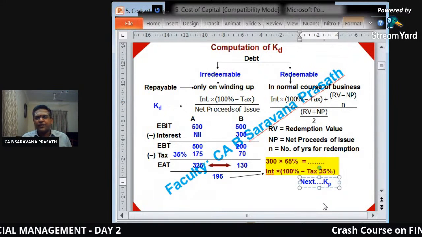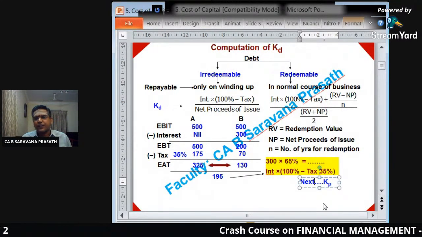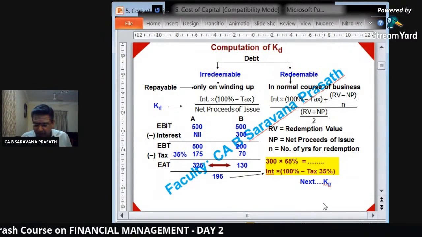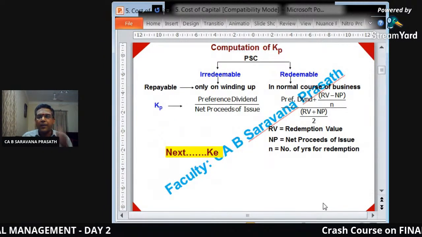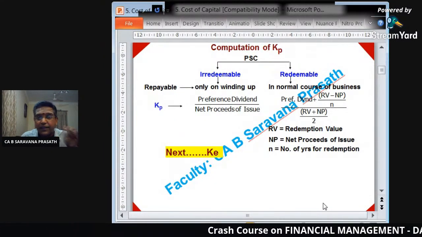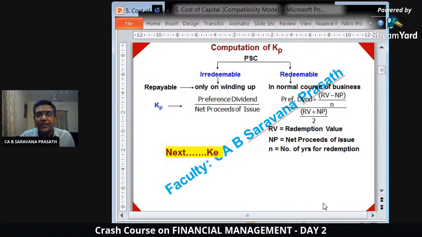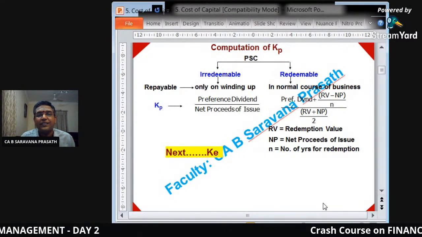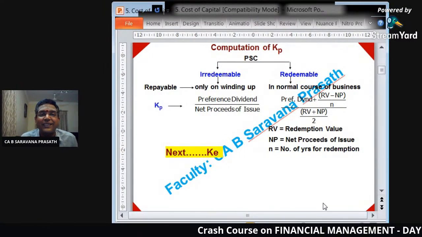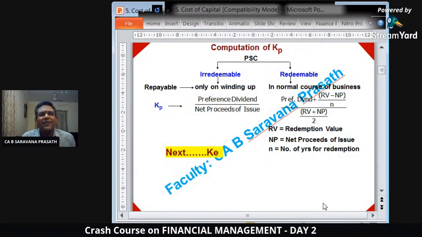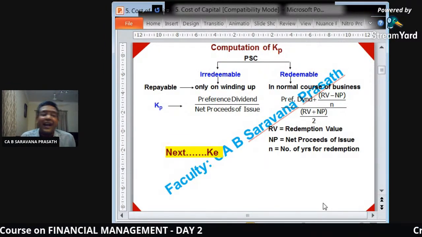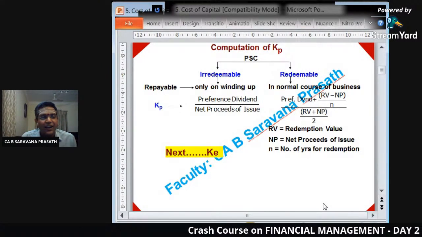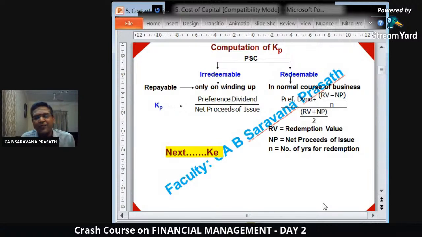Right then, my dear friends, we will now move on to the cost of preference share capital, which is computed on similar lines. Preference share capital is also classified into irredeemable and redeemable. Many of you are aware that under the company law provisions, this concept of irredeemable preference share capital is not applicable. Correct. But we take it only for argument's sake. Had it been irredeemable, what would be the computation? So only on a theoretical basis and not on a practical basis.